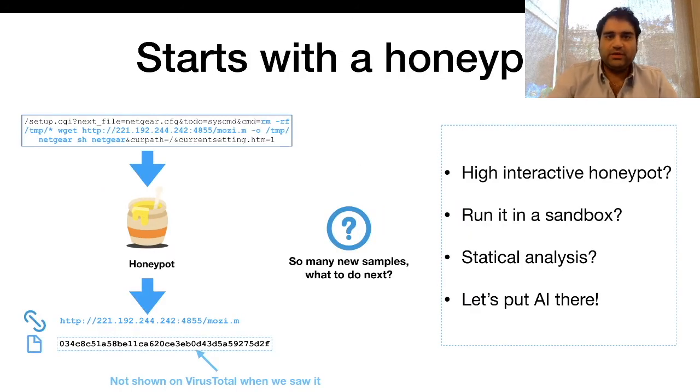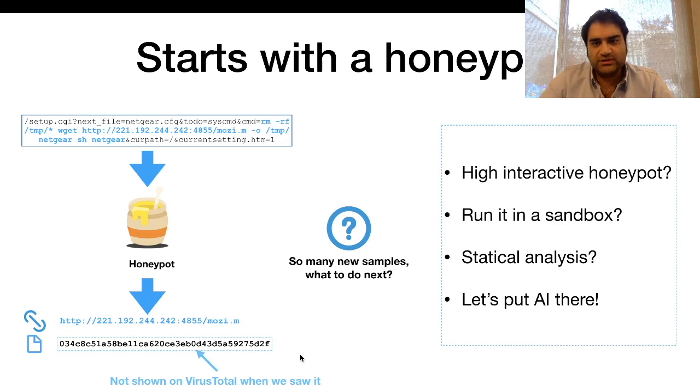So starting with Honeypot, at left, what you are seeing is a classic case of a honeypot dealing with a potential emerging payload. The detection is done, and we successfully extracted the malicious URL and the corresponding shell. The problem here is that at the time that we saw this, we did not see anything on VirusTotal or any other ground truth, and there are many new samples like this. So what should we do?